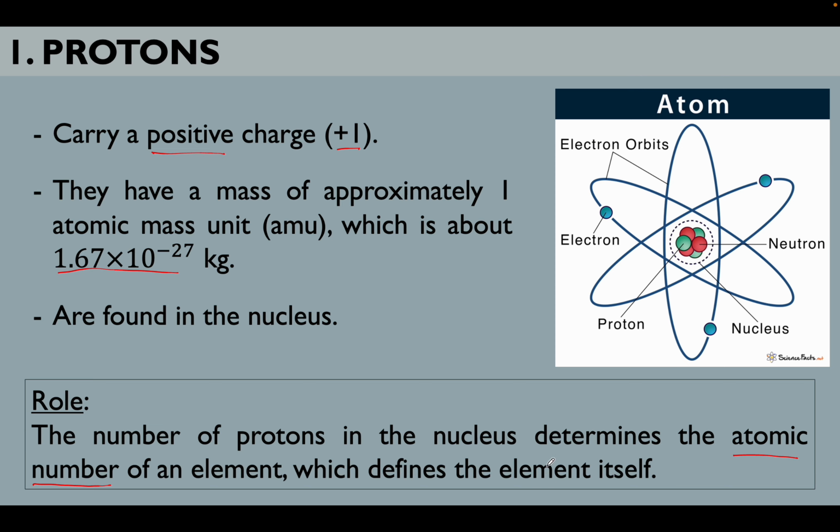For example, an atom with one proton has an atomic number of 1, and this element is hydrogen. While an atom with 6 protons, if you look at the periodic table, atomic number 6 is carbon. So carbon has 6 protons. That is just an example.